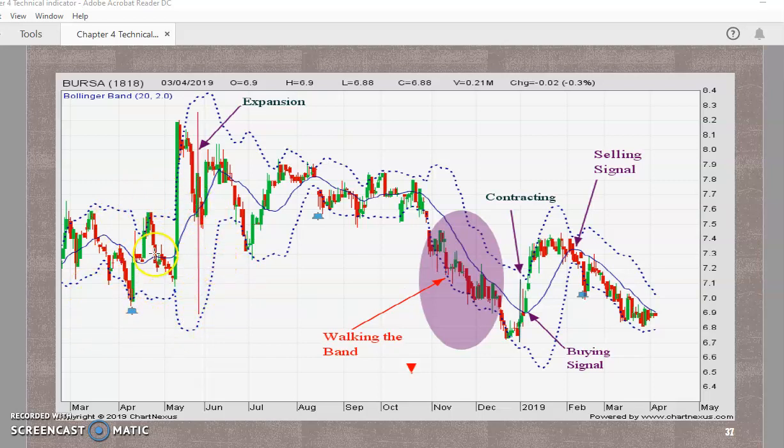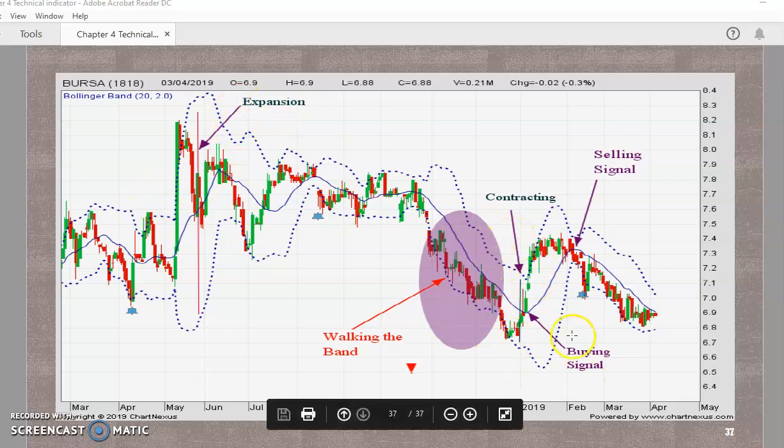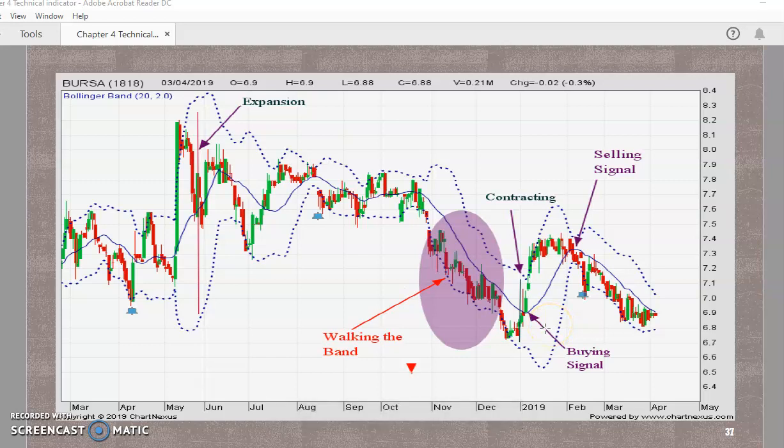Why do I say that? Because there are two things. First, the band itself started to expand. Previously it was contracting, and when the band started to expand, we said that is one of the buying signals. If you remember, I said there are many ways to use the Bollinger Band. First, we use the upper band and lower band as our target price. Second, we use the expansion point and the contraction point to help us make a decision, to alert us where the buying point and the selling point are.